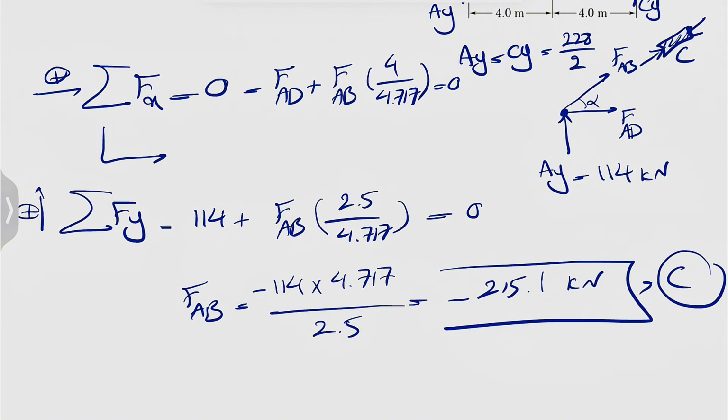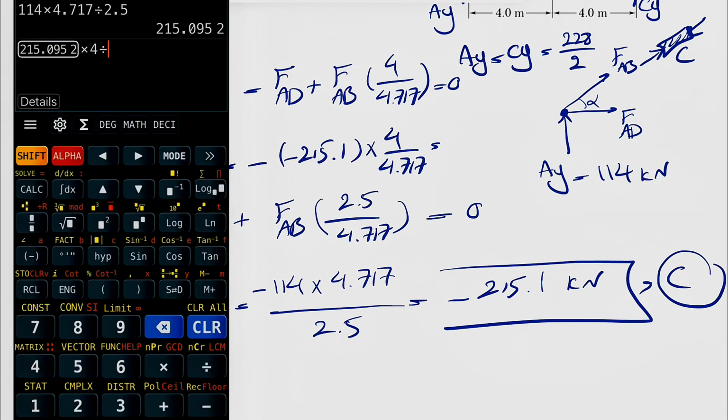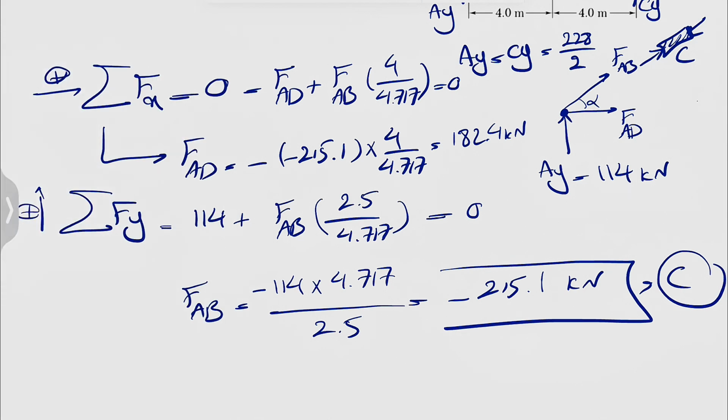So from our FX in here, FAD would be basically negative FAB, so negative 215.1 times 4 divided by 4.717, and this is going to give us 182.4 kilonewtons, and no negative sign. That shows that that's the correct direction for FAD. So here the member would be in tension. So we're going to expect the positive deformation for this because it's getting elongated. So we'll have positive.